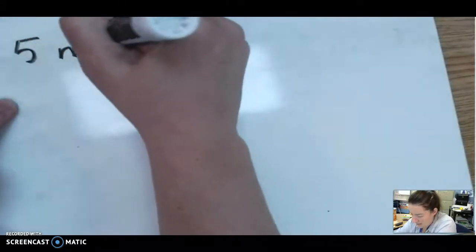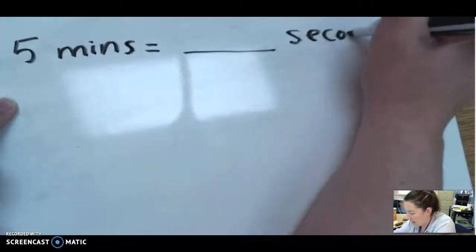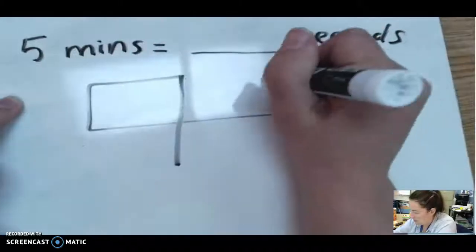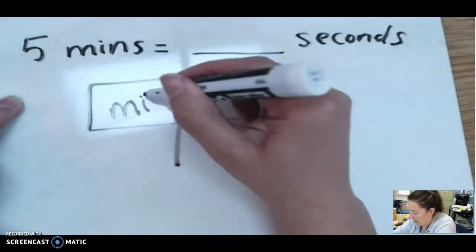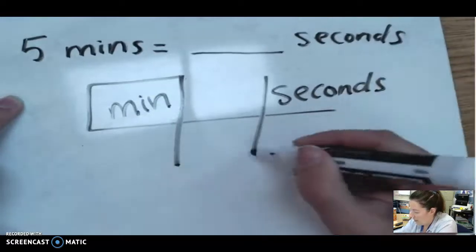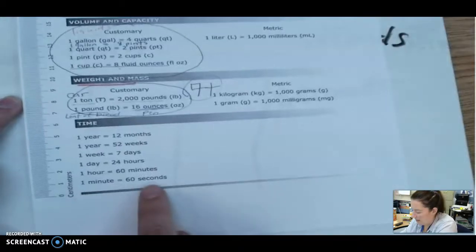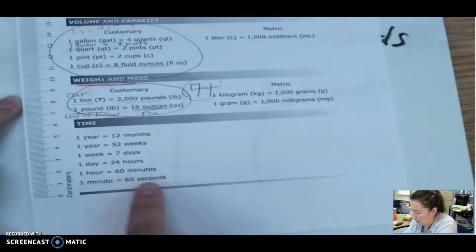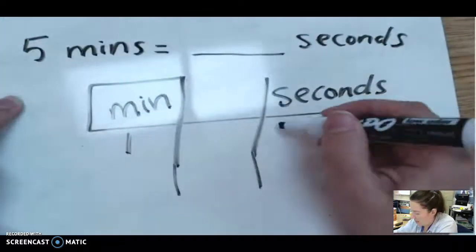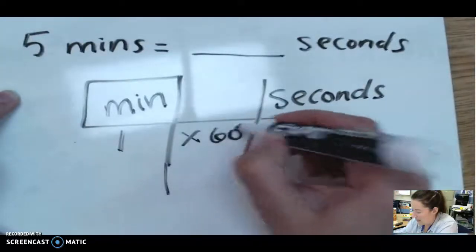5 minutes is equal to how many seconds? All right. So I've been given minutes. I'm looking for seconds. What do we know about minutes and seconds? Look at your chart. Right here, minutes and seconds. Remember, it has to be on the same line. 1 minute is 60 seconds. So 1 minute is 60 seconds. Means this is going to be a times 60.